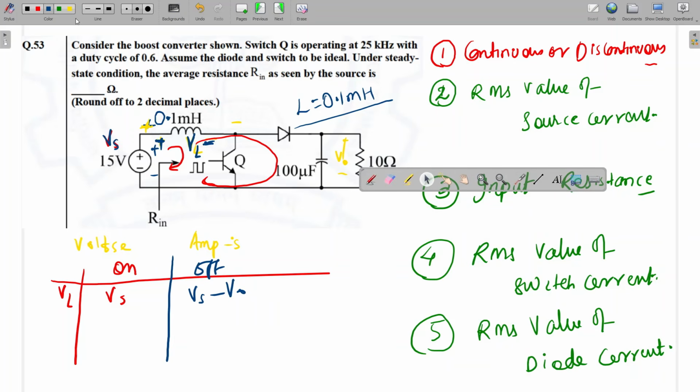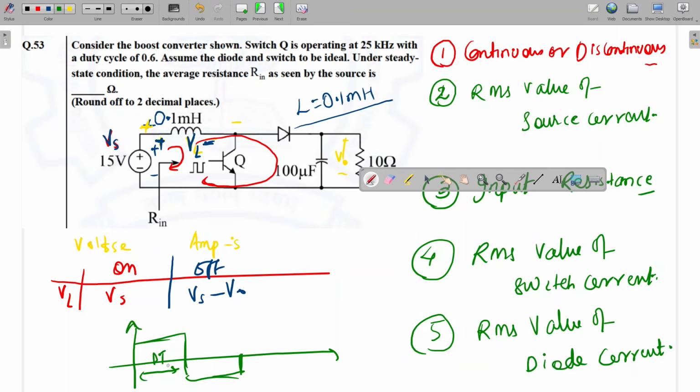So we can draw the waveform. One second. I'm going to draw the inductor voltage waveform. This will be Vs, and this boost converter output voltage will be more, so Vs minus V naught will be negative. This is dt, which means the switch is on, and this is 1 minus d into t, when the switch is off, and this is the total time period.